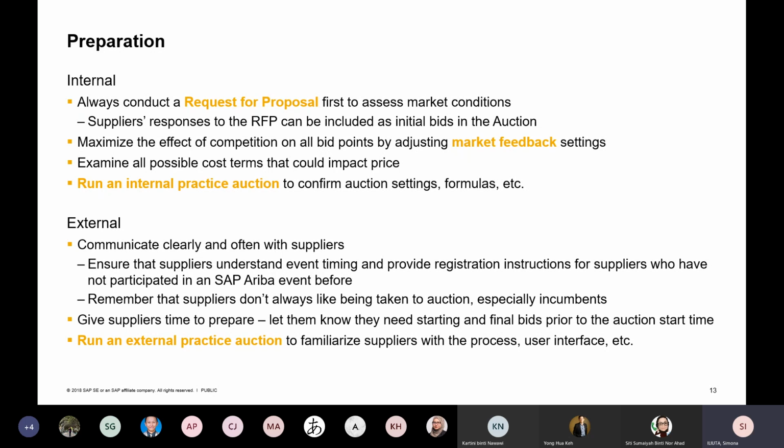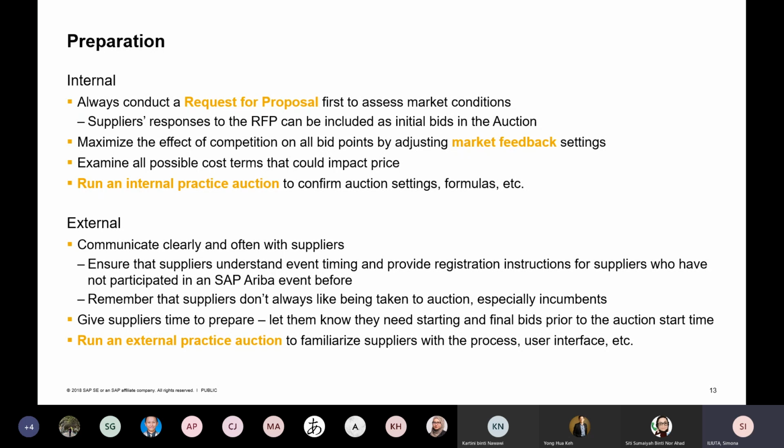The second major piece of advice in terms of process is for you to run an internal auction with your business stakeholders and management, where you confirm your auction settings, formulas, market feedback, everything.